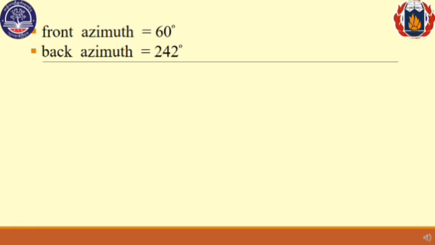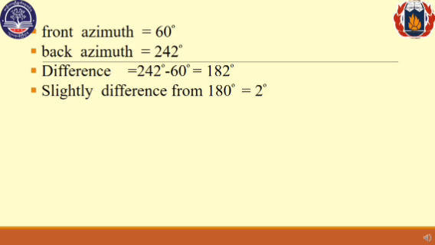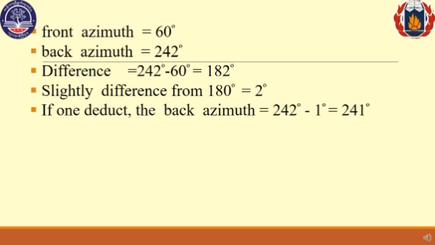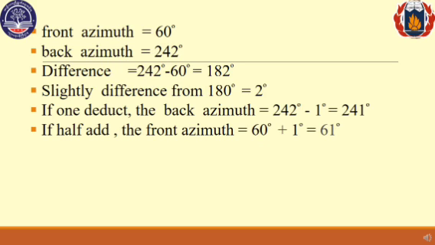For example, at station B, near the station, the difference between the front bearing and back bearing is 182 degrees. 2 degrees is slightly different from 180 degrees. If we deduct 1 degree from the back bearing and add 1 degree to the front bearing, the difference becomes 180 degrees.